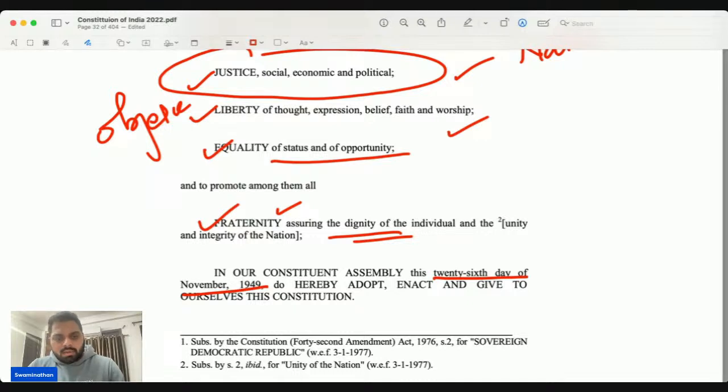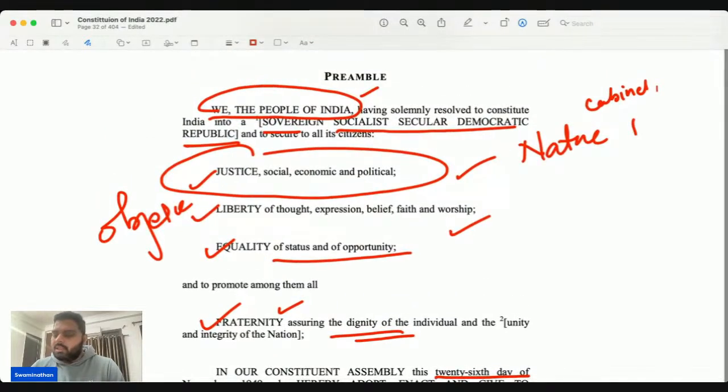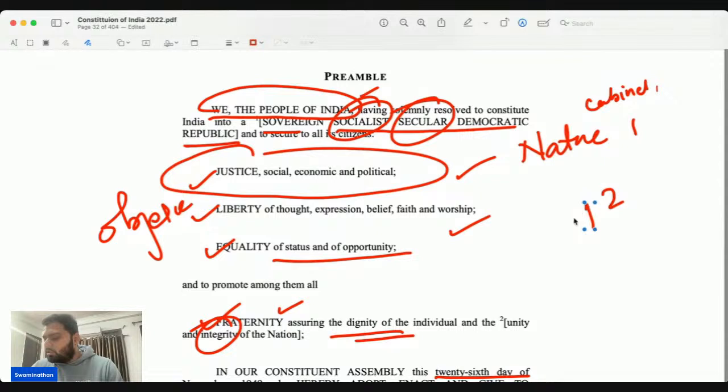So on 26th of November 1949, the Preamble did not contain three words. One is socialist, another is secular, and the third is integrity, in unity and integrity of the nation. These were the three words which were later inserted, by the 42nd Amendment Act in the year 1976. There is another important thing you should note about the chapter of the Preamble, and I think this will be all you require to answer a few questions from this topic, right? So this is about the Preamble.